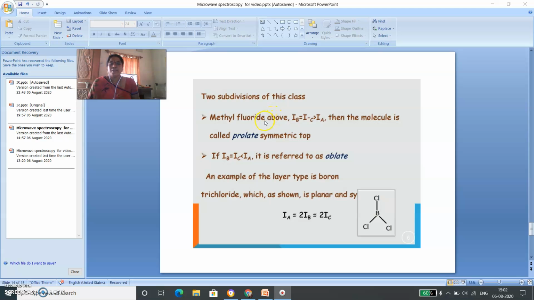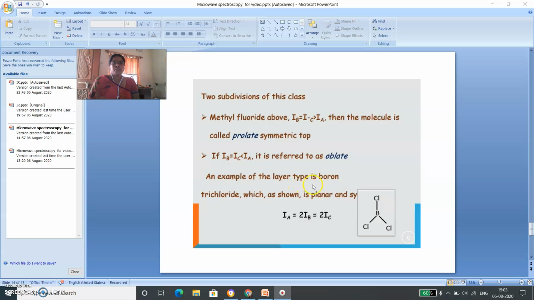So the symmetric tops are again further divided into two types. If IB is equal to IC and greater than IA, then the molecule is called a prolate symmetric top. Right? Second case, if IB is equal to IC less than IA, it is referred to as oblate. So in this case only we are going to get two different types, one is prolate and second one is oblate.